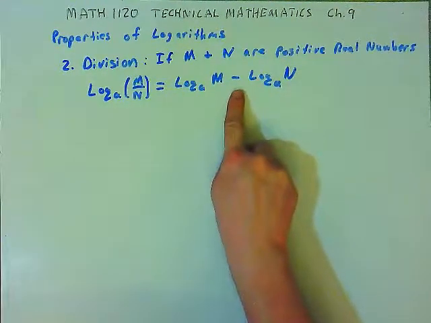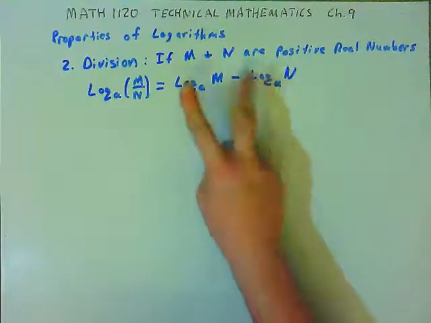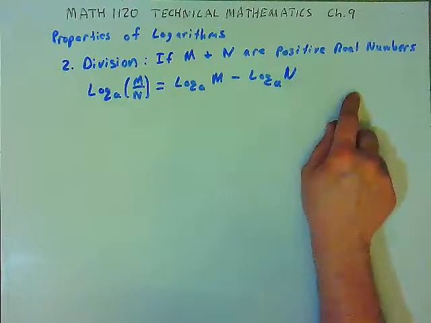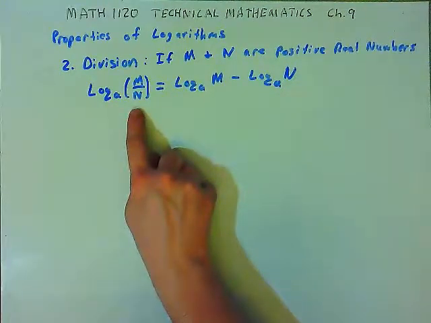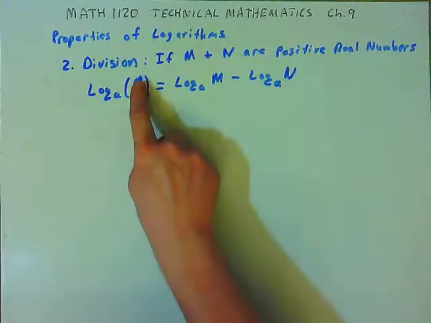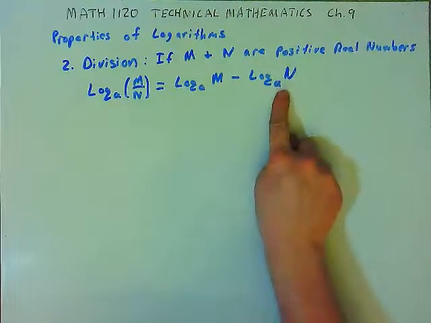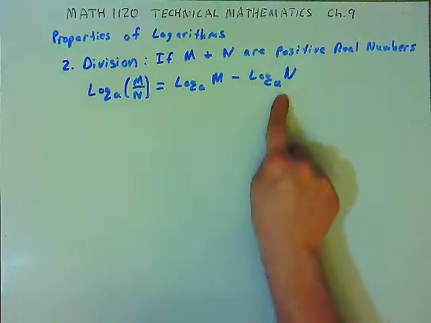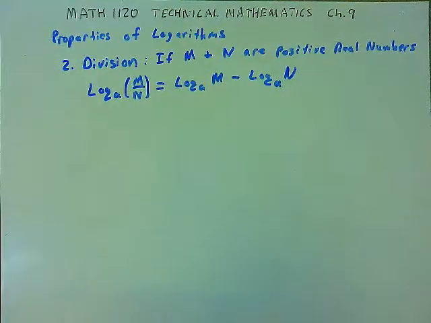Now subtraction is not commutative, right? I can't switch the order. I can't say log base a of n minus log base a of m, right? The order is important when I subtract. The order is also important when I divide. And so notice that the numerator being m comes first, and then the denominator being n comes second. Right, so it's always got to be the log of the numerator minus the log of the denominator. I can't switch these around. It's not commutative. And so we're going to do something very similar.